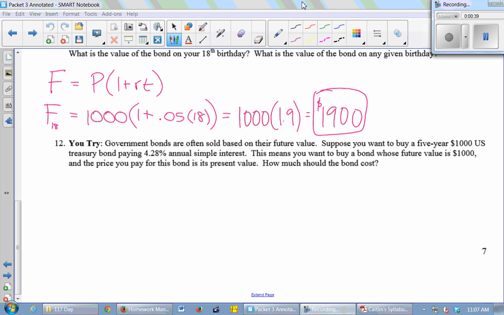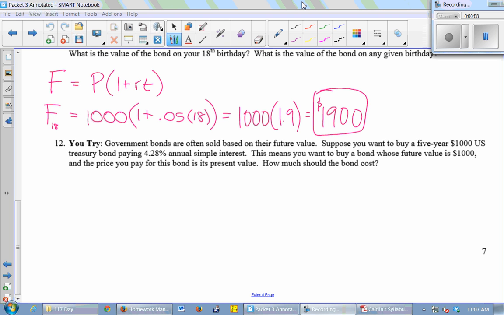So in general, it should cost less, right? Because if you buy it now and you're going to trade it in 5 years later for $1,000, you wouldn't do it if it cost more. You'd lose money. So hopefully it should cost less than $1,000 today. 5 years later, you can cash it in for $1,000.